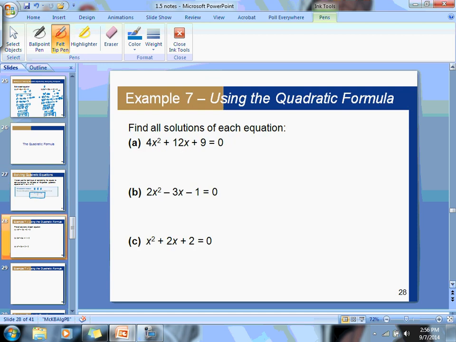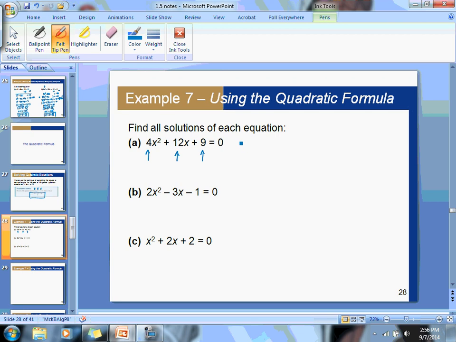Okay, so here we have 3 examples. We're going to practice the quadratic formula. So for part A here, we have 4x squared plus 12x plus 9 equals 0. Remember, when you do this, it needs to all be equal to 0 first. So your A value is going to be 4, your B value is going to be 12, your C value is going to be 9.